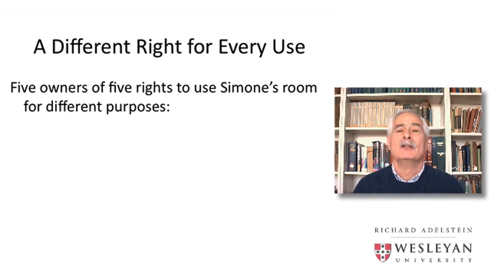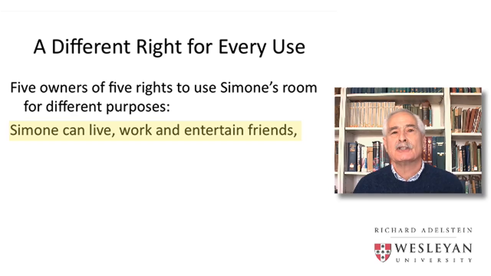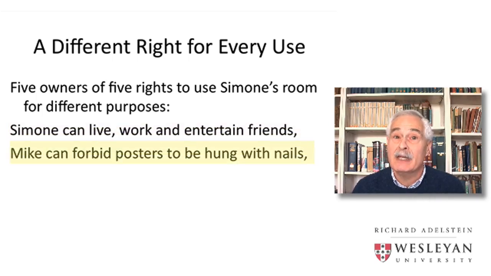She can work there, she can entertain friends there, and she can exclude others from entering the room and partaking of these activities without her consent. Then, Mike, as we've seen, can forbid posters to be hung with nails, and therefore he owns the property right to nail the nails into the wall, and he does forbid posters from being hung, but he does have a procedure to enable people to purchase that property right from him if they're willing to pay the penalty that he sets for nailing nails into the wall.